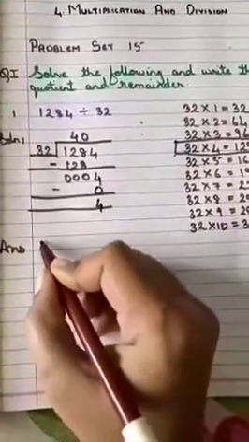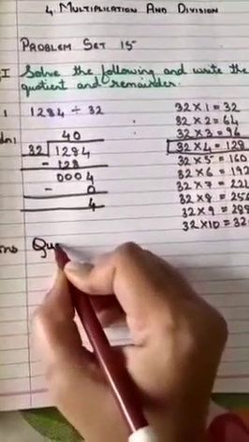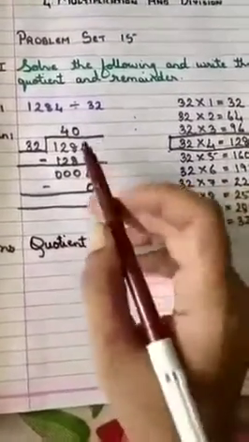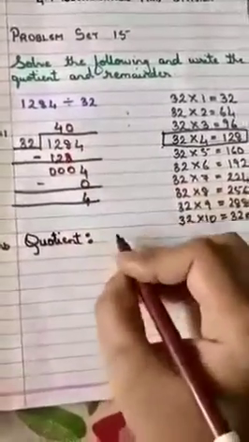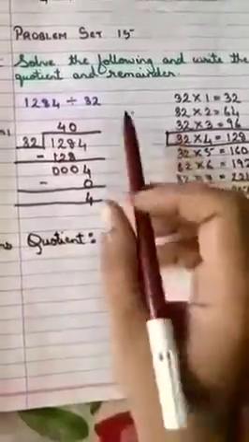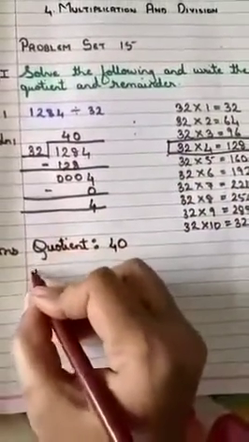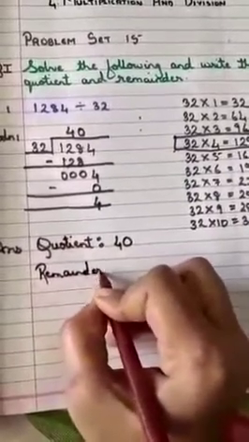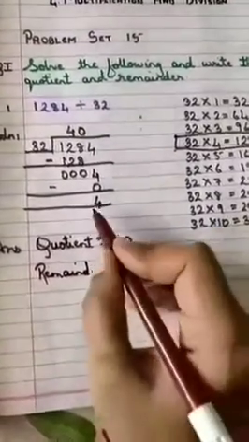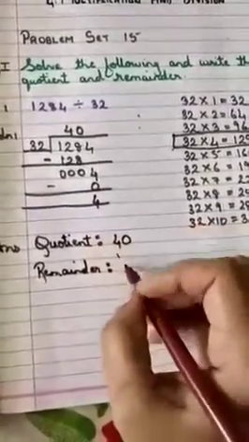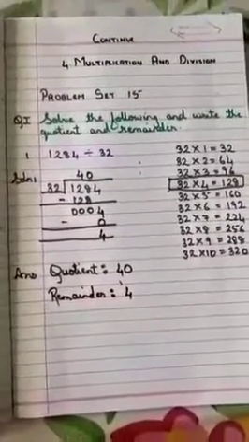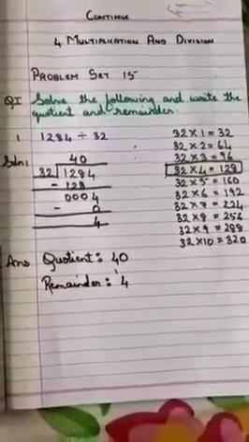So we will write here the answer. What is the quotient here? This is the quotient, 40. And we are going to write the remainder. What is the remainder? The remaining number is known as the remainder. Understood? So this is the way we are going to solve the sums. Now we will move on to the next sum.